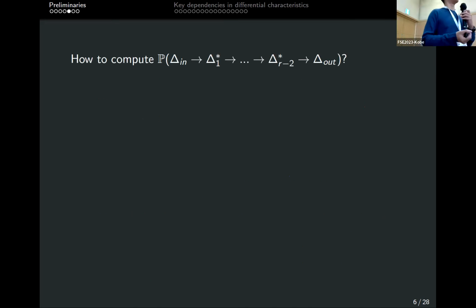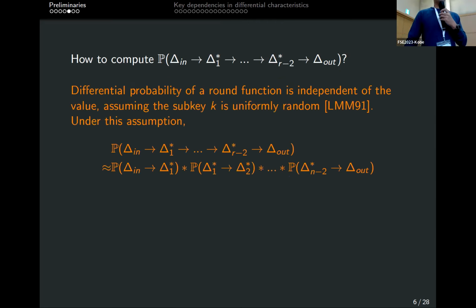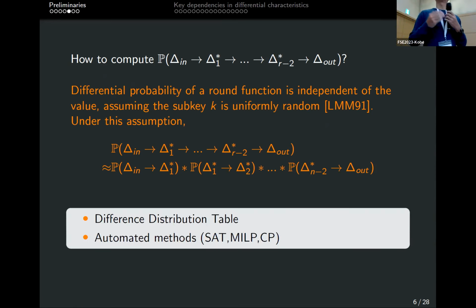For this, we rely on another assumption, the Markov cipher assumption, which states that the differential probability of the round function will be independent of the value, assuming the subkey that is input to the round function is uniformly random. Under this assumption, we can split this probability into a product of probabilities, assuming they are all independent. Once we can evaluate the probabilities round by round, we can use the tools we know, such as the DDT or automated methods, to find a good delta in and delta out for the distinguisher itself.